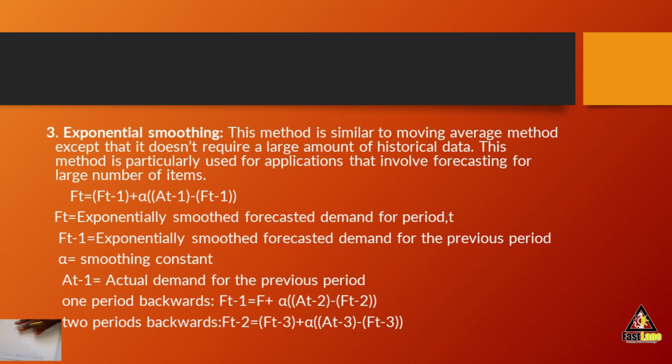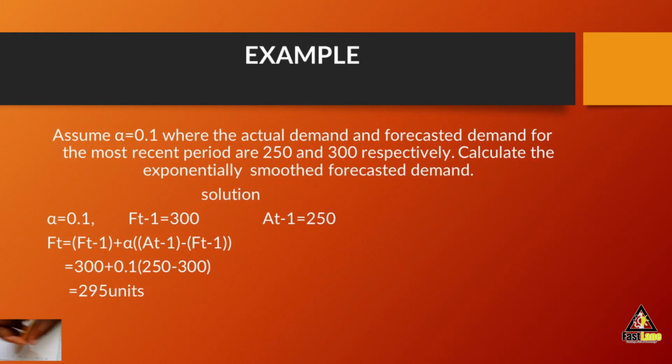So we got our example that said, assume alpha is equal to 0.1, that is our alpha 0.1, where the actual demand and forecasted demand for the most recent period are: the actual demand, which is A_{t-1}, is 250. Then the forecasted demand, which is F_{t-1}, is 300. Now they want you to get the exponentially smoothed forecasted demand, that is F_t. How do you get F_t?